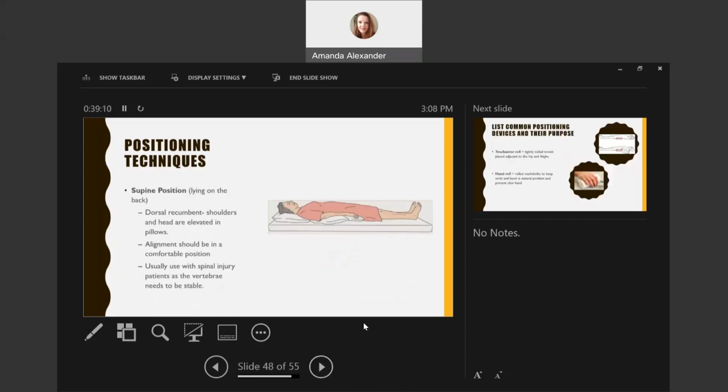Positioning techniques such as the supine position is used for mostly our back surgery patients. Dorso-recumbent is when the shoulders and head are elevated on pillows. The alignment should be a comfortable position for the patient. And like I said, spinal injury patients.